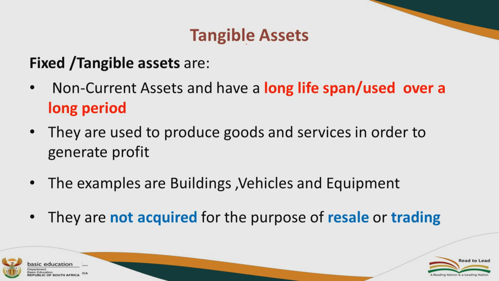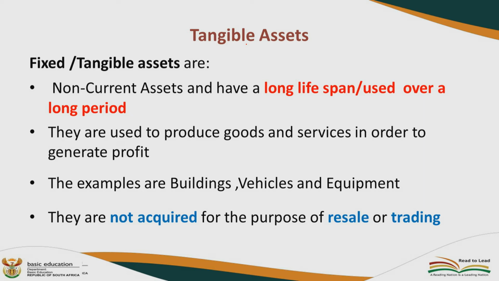Let us look at the definition of tangible assets. Remember, we said tangible assets have been done already in your previous grades. Tangible assets are categorized as non-current assets because they have a longer lifespan and they can be used by a business over a longer period of time. These assets are used to produce goods and services, so that the business can generate profit.